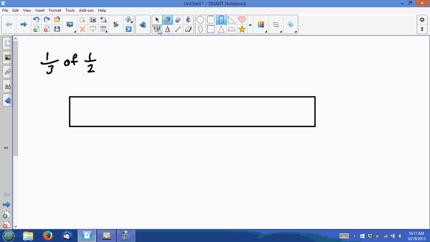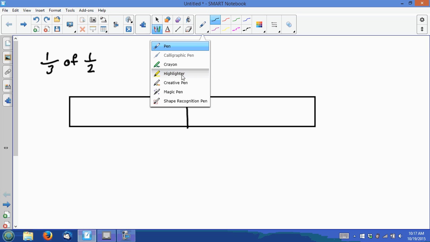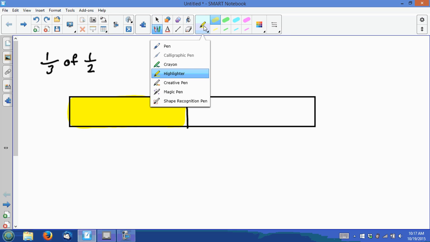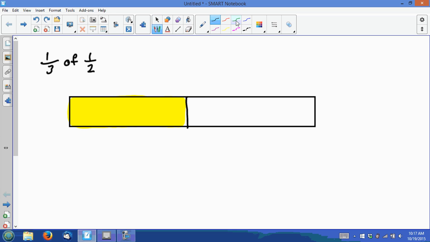First thing I'm going to do is I'm going to cut this bar into half, and then I am simply going to highlight right here the half that we're going to cut. So you can see that we have half the bar highlighted. Now, that being done, it's now time to take that half and do the fraction. Cut it based on what you see there.